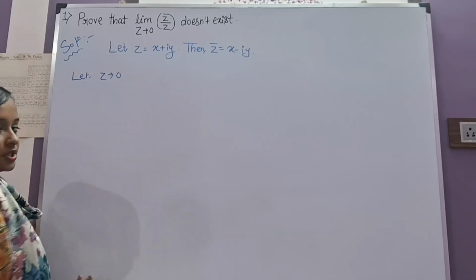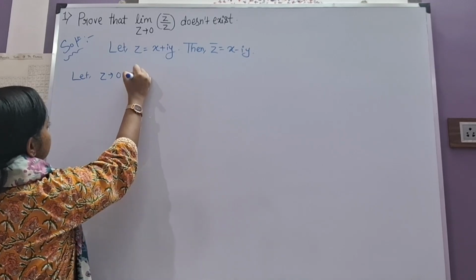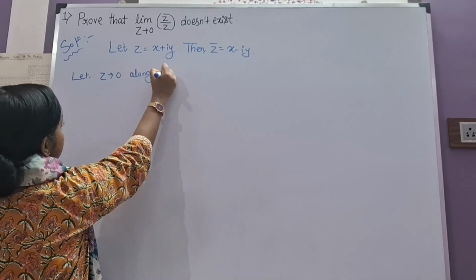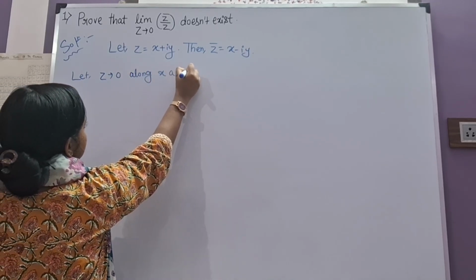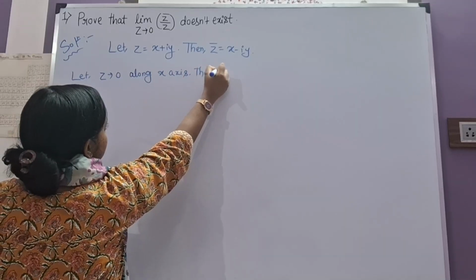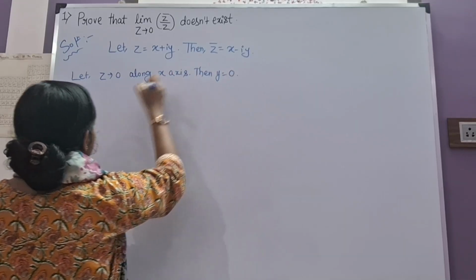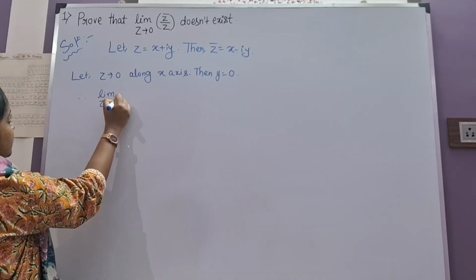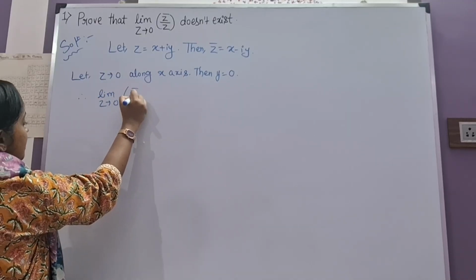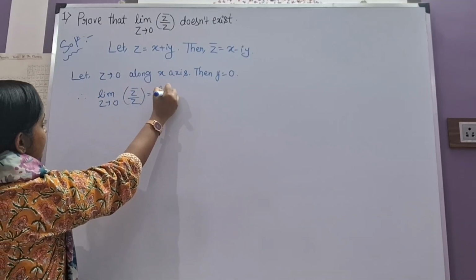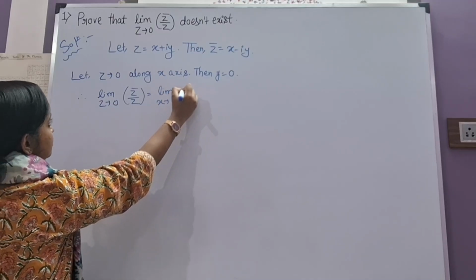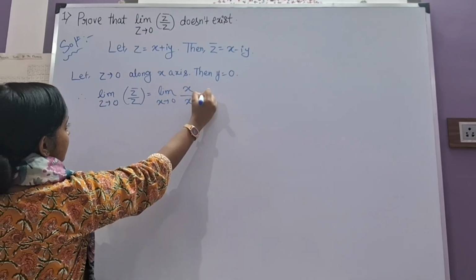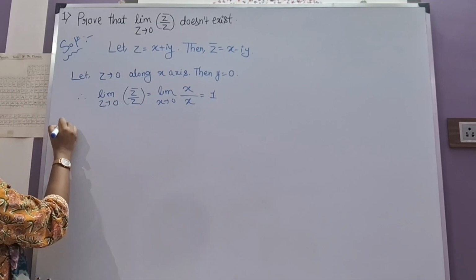Now at first we are going to assume that z tends to 0 along the x-axis. Then what will happen? y equal to 0. So limit z tends to 0, z bar by z will be equal to limit x tends to 0, x by x equal to 1.